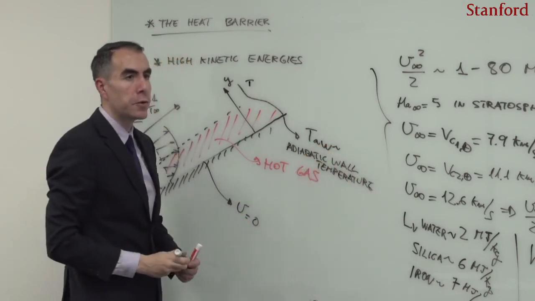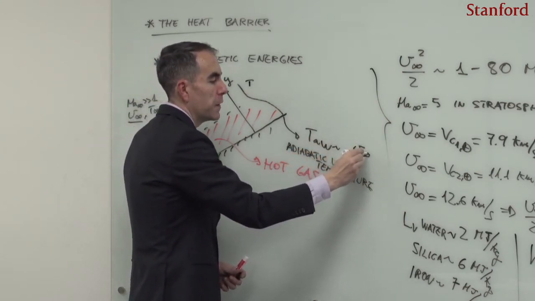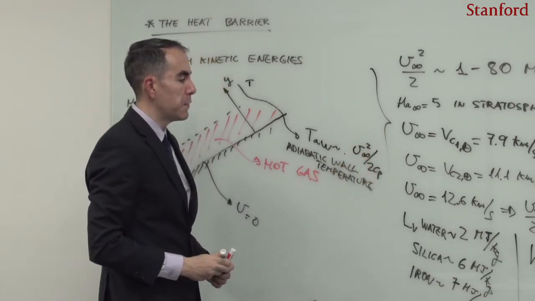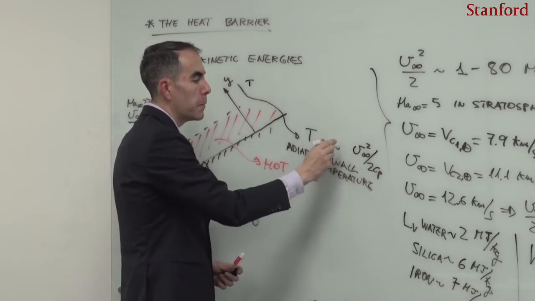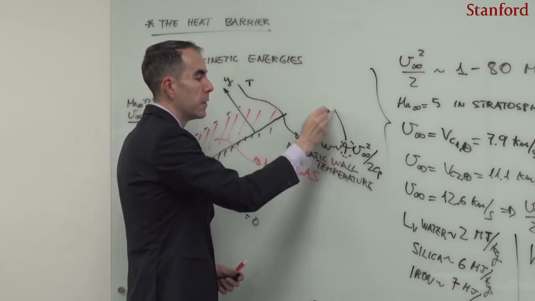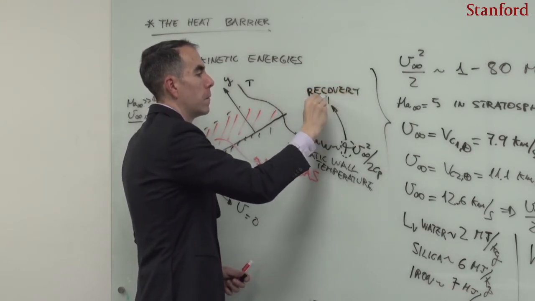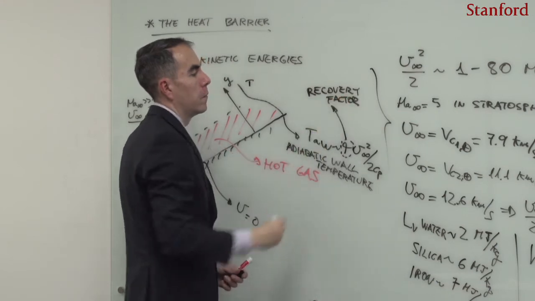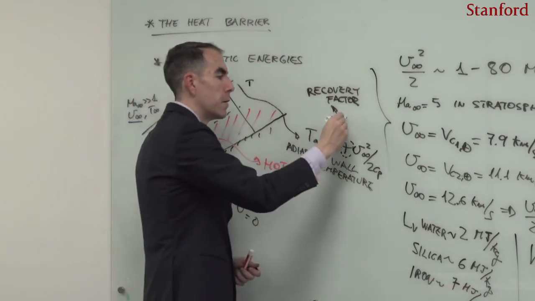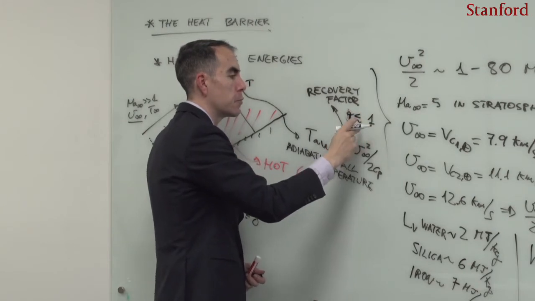This adiabatic wall temperature is approximately equal to the specific kinetic energy of the flow divided by the specific heat at constant pressure, multiplied by a factor R here, and this factor, which we will see later, is called the recovery factor. So the recovery factor is approximately 1, but not exactly 1. It's actually a little bit smaller than 1.